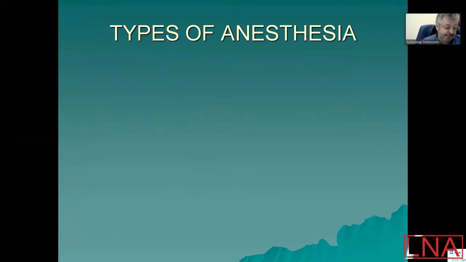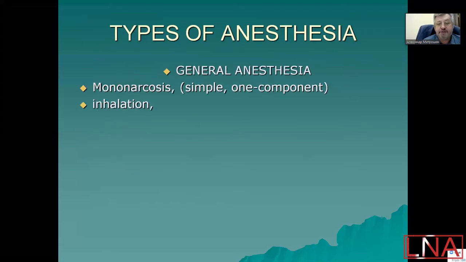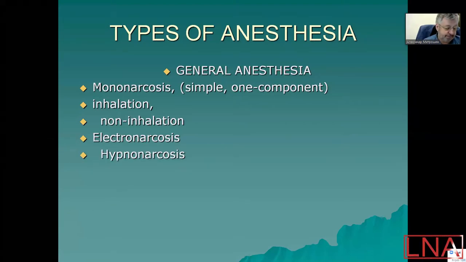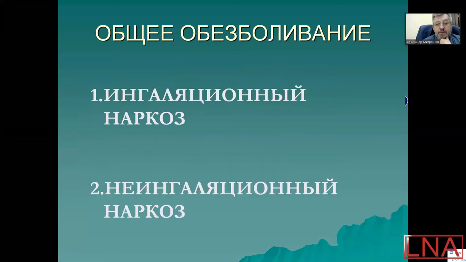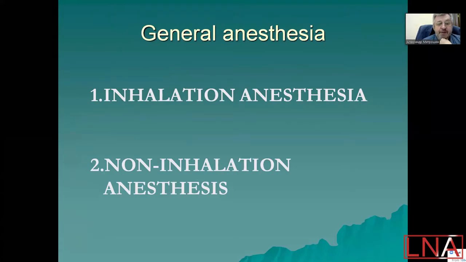Types of anesthesia. General anesthesia may be mononarcosis, or simple, on one component: inhalation, non-inhalation, electronarcosis, hypnonarcosis, and combined multi-component general anesthesia. General anesthesia includes inhalation anesthesia and non-inhalation anesthesia.